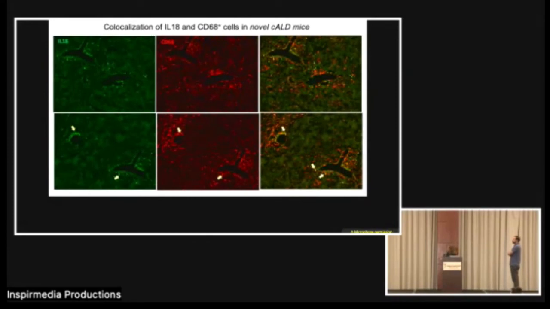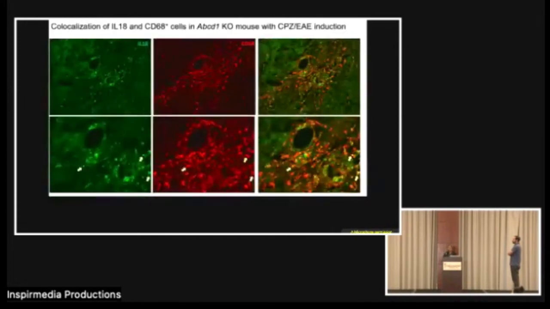And this is a higher magnification. You see co-localization. This is a vessel, and we could see all the monocytes coming outside the vessel express IL-18. This means these monocytes, these macrophages, are pro-inflammatory macrophages coming out of the vessel and going to the brain.